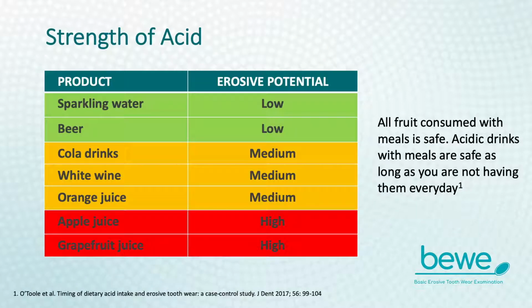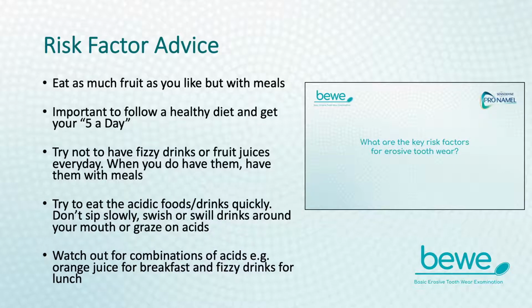The erosive potential of foods and drinks is related to the strength of acid, partly based on pH, but also the titratable acidity, which is a measure of the strength of the acid. Here we see that drinks such as apple or grapefruit juice have high erosive potential, whereas a cola drink has a medium potential. You can eat as much fruit as you like, but limit this to meal times. Follow a healthy diet, but avoid sipping, swilling, or holding drinks in your mouth. In this video, Dr. Saoirse O'Toole shares some of the key risk factors for erosive tooth wear.